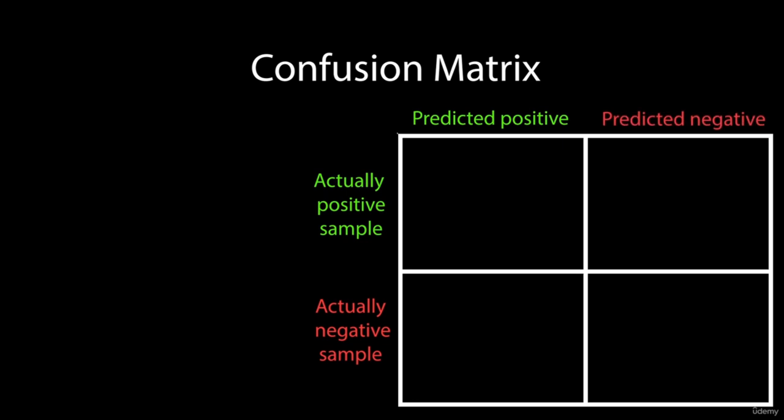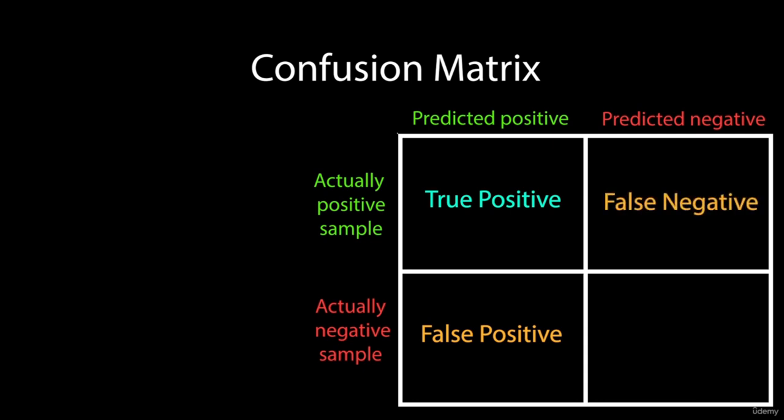Now, when we have data that is predicted as positive actually being positive, what we have is a true positive. When we have data that is predicted as positive but is actually negative, what we have is a false positive. When we have data that is predicted to be negative and is actually positive, this is a false negative. And finally, when we have data that is predicted to be negative actually being negative, this is a true negative.